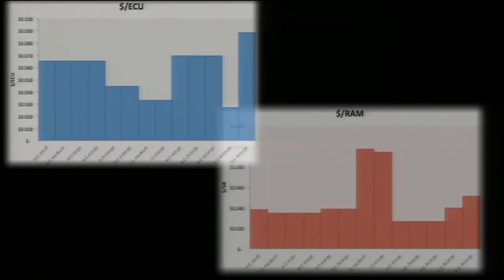The one on your left is the dollar per ECU for every instance. You'll notice that the CC2.8 extra large is the cheapest one that we have. Actually, the C1s, yeah. And the C1s are just a little bit more than that, but maybe you don't need 32 cores for your application or a 10 gig network. And then you can look at things like dollar per RAM. I may not have the new instances in here, but high memory instance would be the cheapest for that. And then you can look at dollar per storage and try and make decisions on whether you need to use the high storage instances.